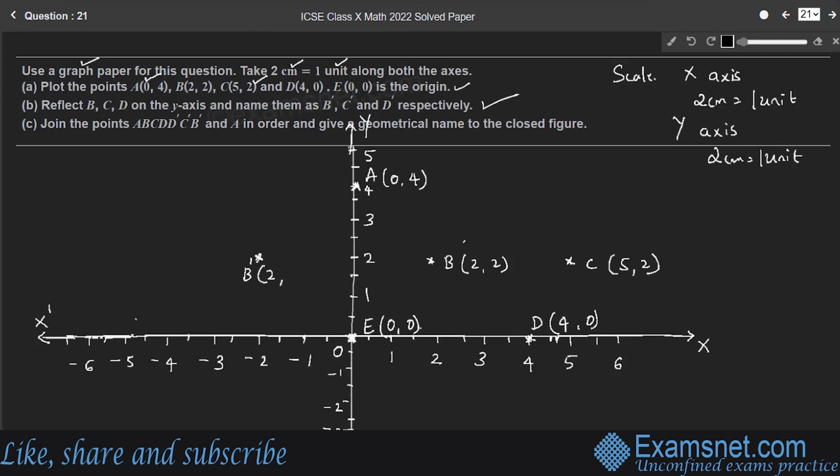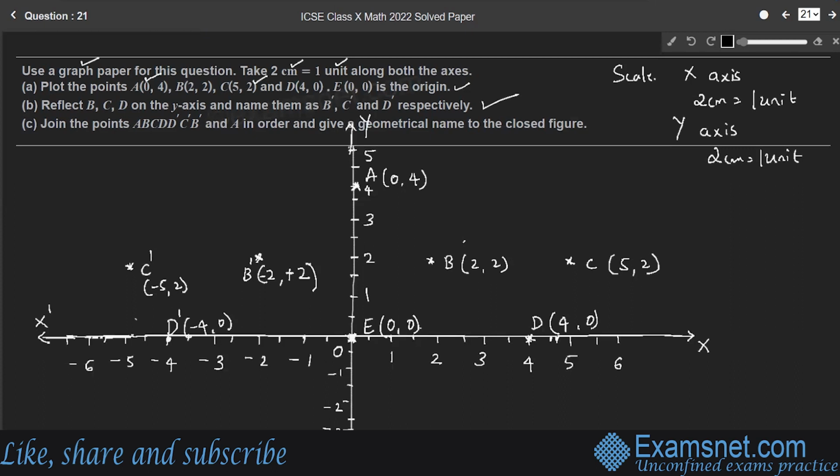The reflection of B has coordinates minus 2 and the y coordinate is plus 2. And next is C dash. So C has coordinates 5, 2. So C dash will have coordinates minus 5, 2. So this is C dash, minus 5, 2. Its x coordinate will be different. Y coordinate will be same, right? D is 4, 0. D dash is minus 4, 0.